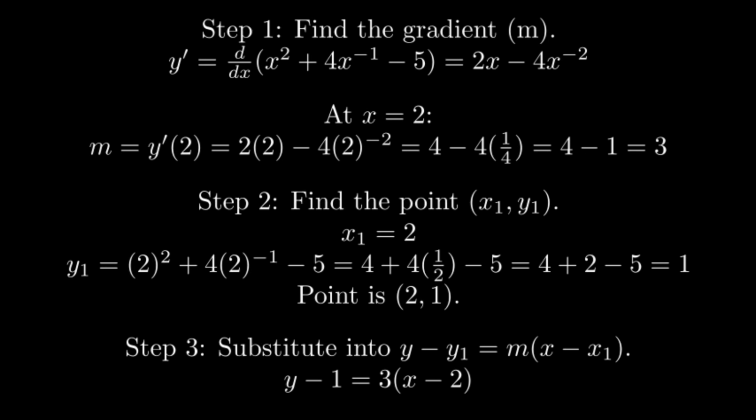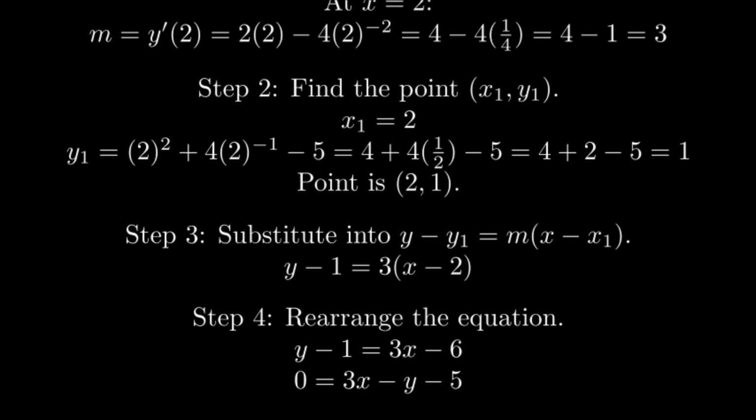Often, questions will ask for the answer in a specific format, like ax plus by plus c equals 0. Let's rearrange it. We distribute the 3 to get y minus 1 equals 3x minus 6. Then, moving all terms to one side gives us our final answer: 3x minus y minus 5 equals 0.